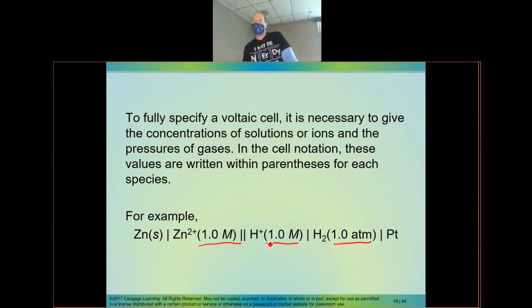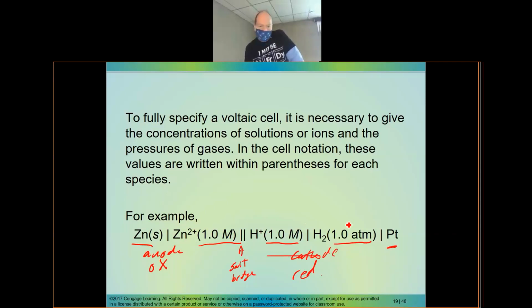Again, your hydrogen does not have a metal, and so again, you have to end with a metal to hook your alligator clip to. The zinc does have a metal. You can hook it right to your zinc solid. Of course, it always starts with the anode, and that is your oxidation. And then you have your salt bridge. And then you have your cathode, and that is your reduction half reaction.